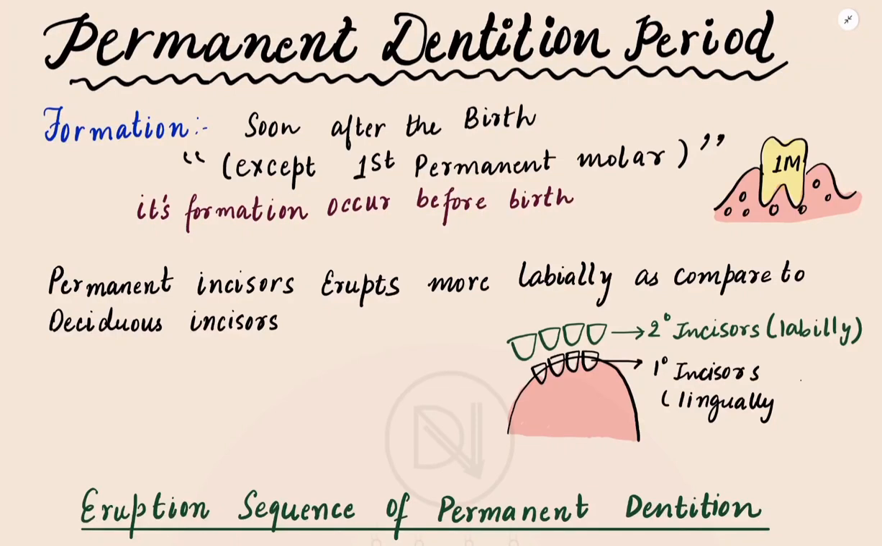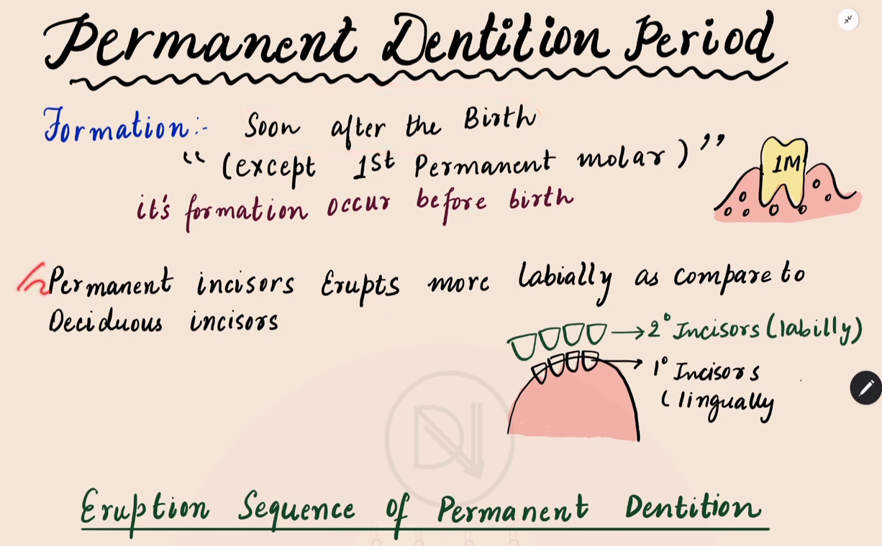In today's topic, we're going to read about the permanent dentition period. This is going to be our final topic on development of dentition and occlusion. Here we will see how the permanent dentition period occurs. The formation of permanent dentition occurs after birth, except for the first permanent molar. Why? Because the first permanent molar formation occurs before birth along with your deciduous dentition. So for all the teeth except the first molar, the formation of the permanent dentition occurs soon after birth.